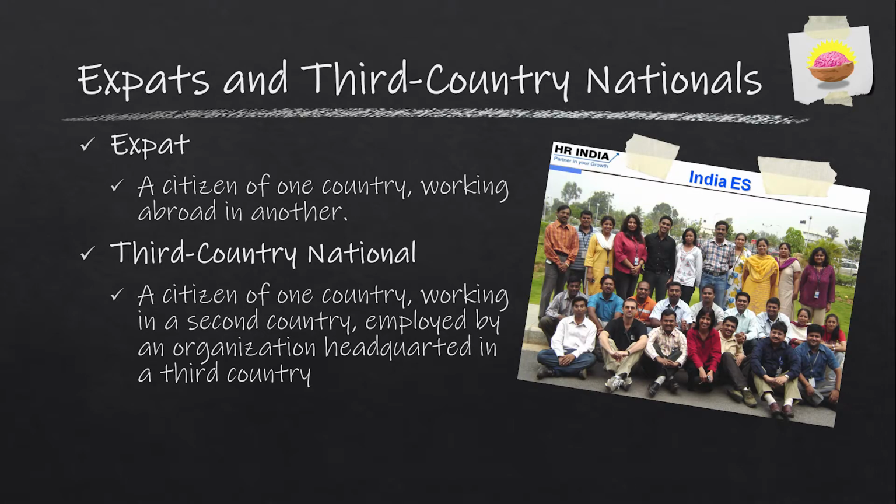So an expatriate or an expat and third country nationals are people who are from one country but are working in another. So an expat is a citizen of one country working abroad in another. So, for example, I'm from the United States. I worked for Intel Corporation, a U.S. company, but I did a short expat assignment in Malaysia. Therefore, I am a citizen of one country working abroad in another. I was an expat.